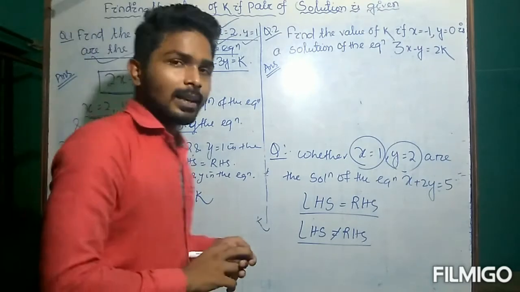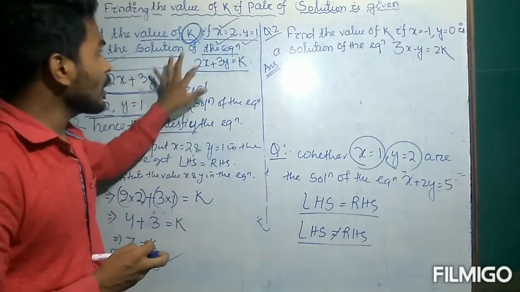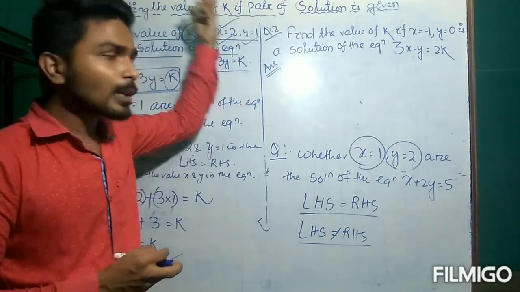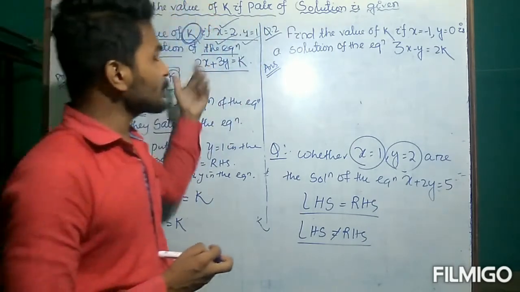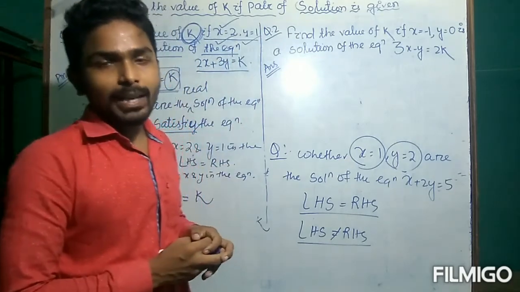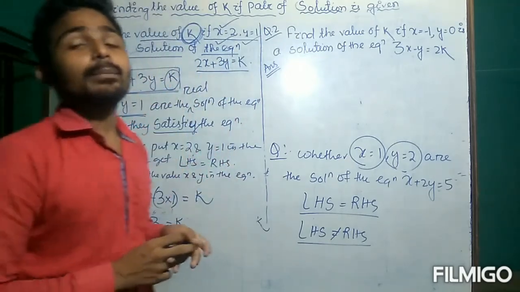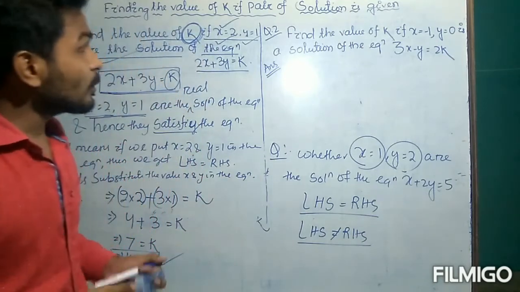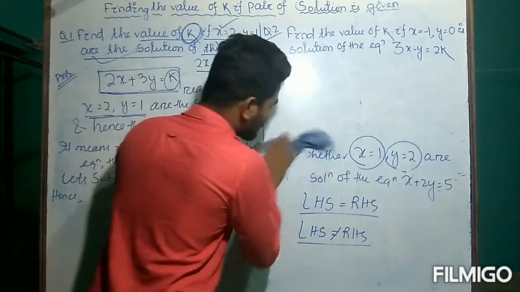Understood the question? In this type of question, the equation is already given and its solution is also given. We have to put these values of x and y in the linear equation and find out the value of k. Right? So let's do one more question.